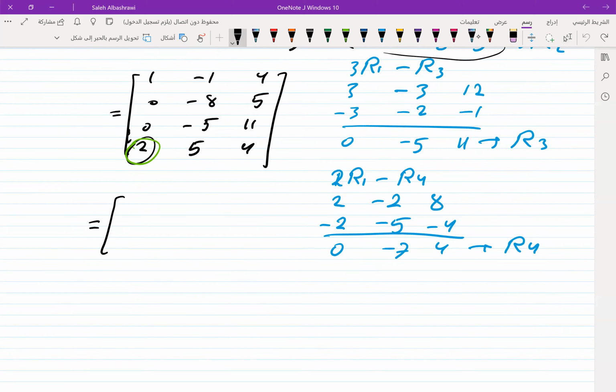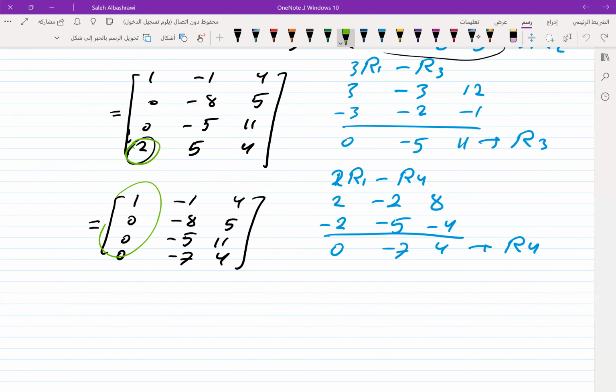So I will have 1, minus 1, 4, 0, minus 8, 5, 0, minus 5, 11, and we have 0, minus 7, and 4. So we are done from the first row, or first column. In the coming steps, don't use the first row to reduce the matrix. Forget about the first row now. Since we are done from the first column, don't use R1 in the coming operations.